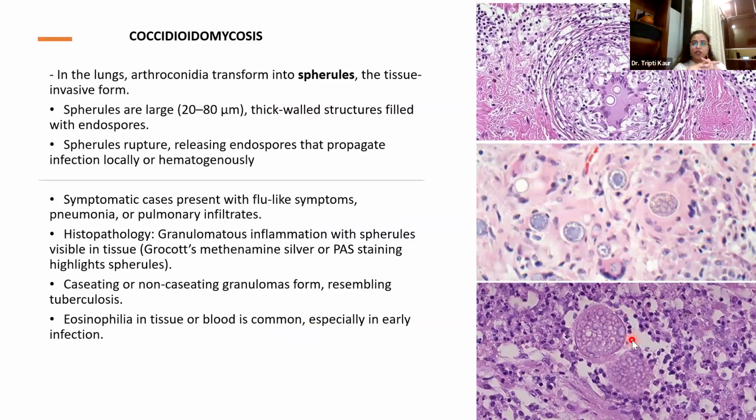Next is coccidioidomycosis. Just for your information, if you can point out a fungus from low power, then it is either coccidioidomycosis or it is blastomyces. Then if you have a doubt of rhinosporidiosis in the lung, always consider a diagnosis of coccidioidomycosis. Rhinosporidiosis you generally don't see in the lung, but if you are seeing rhinosporidiosis-like things, like big things with a lot of endospores, please consider a diagnosis of coccidioidomycosis. Again, it will present with flu-like symptoms and granulomatous reaction.